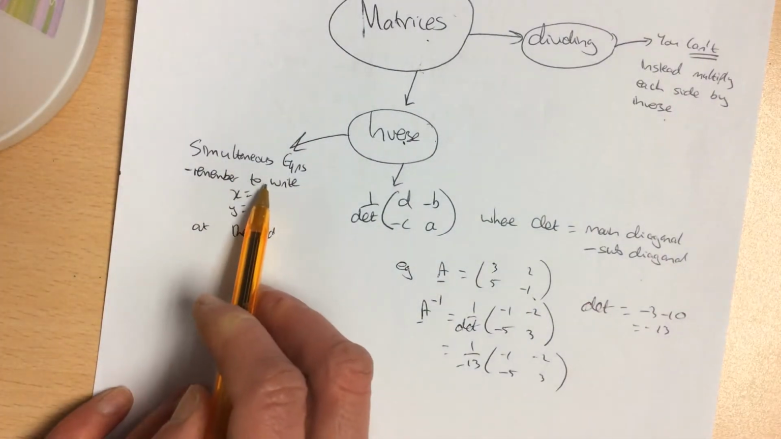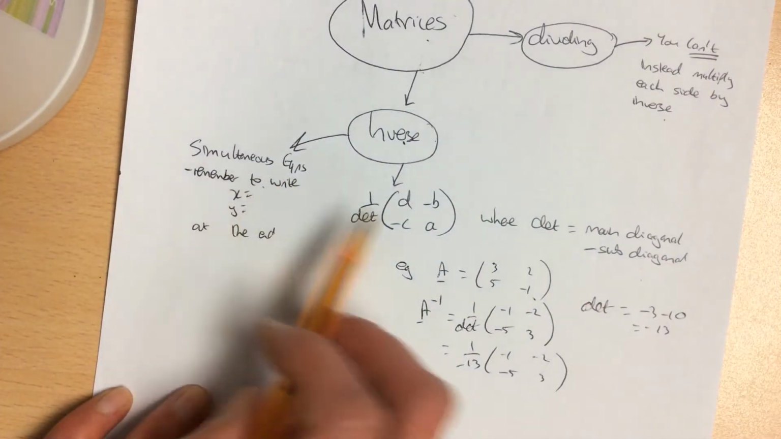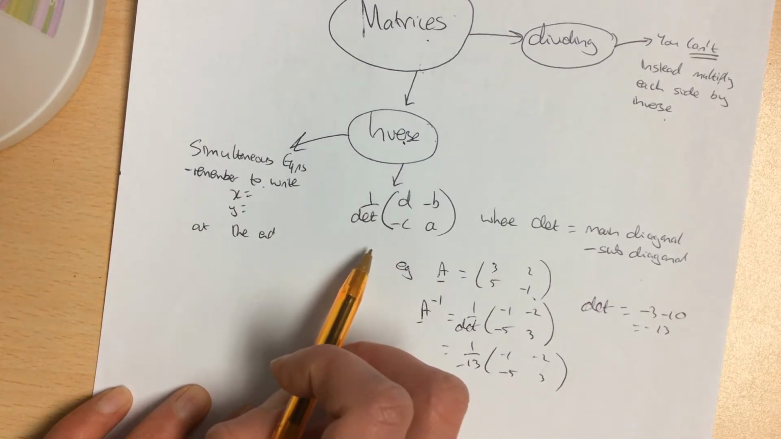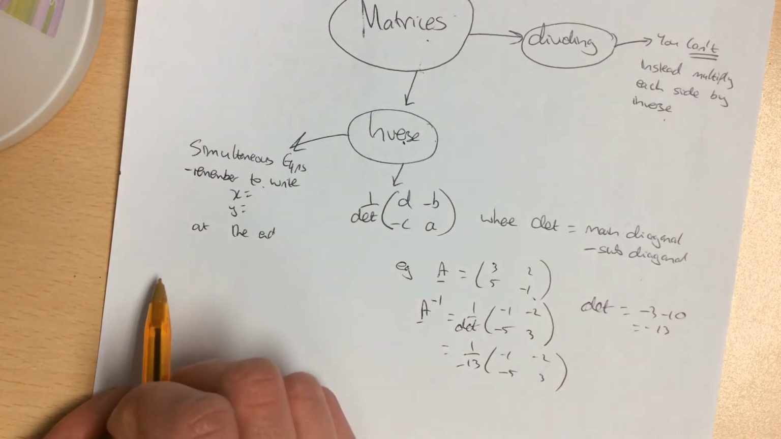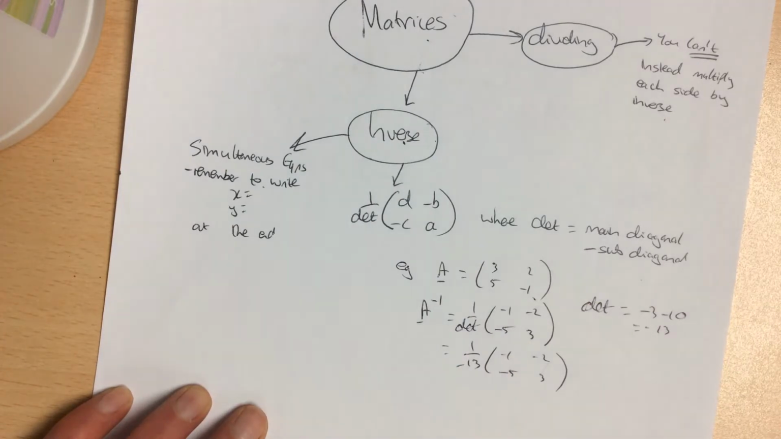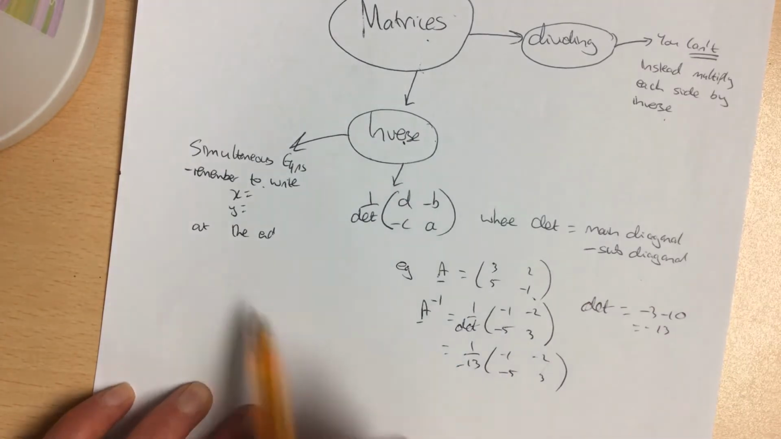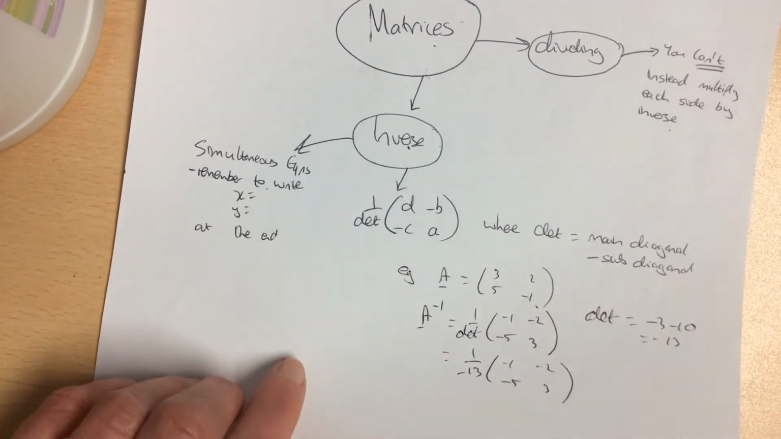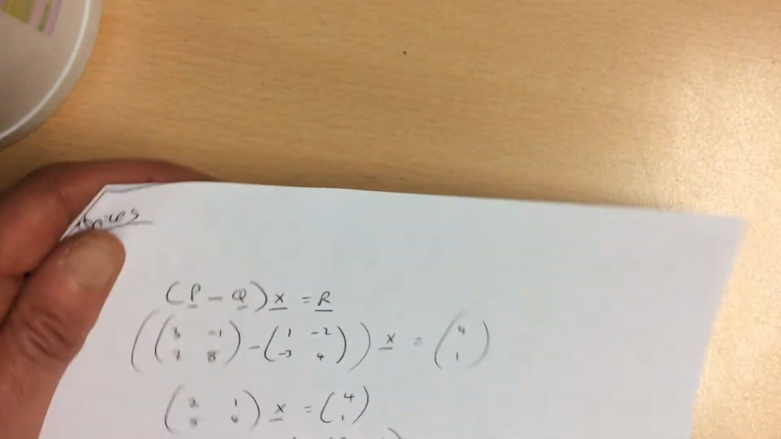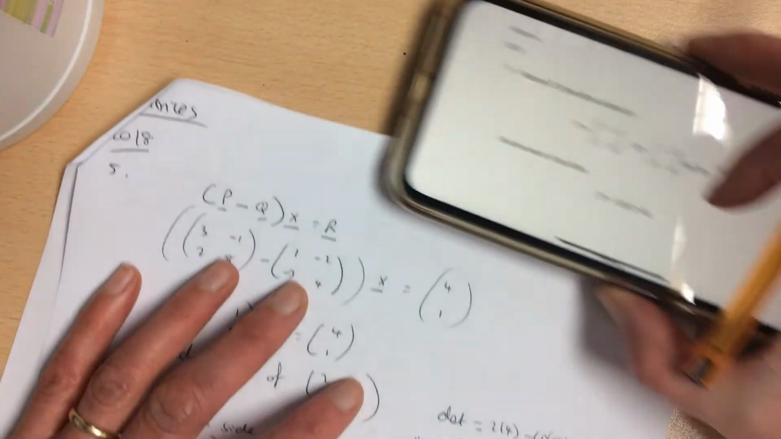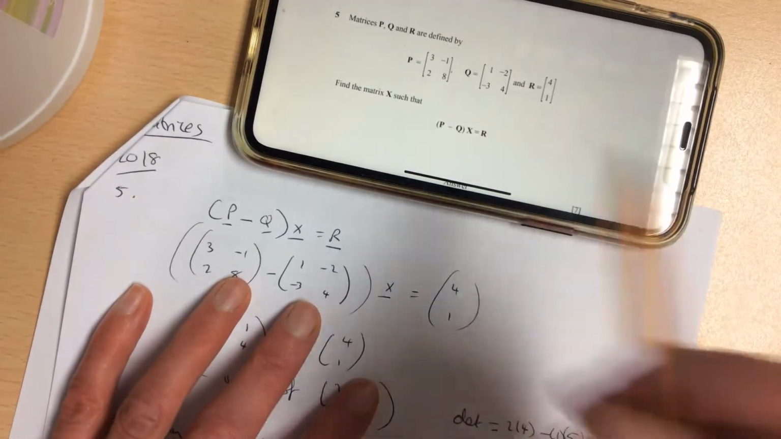And if you have simultaneous equations, you write them out in matrix form, and then you find the inverse, multiply each side with the inverse, and the big thing there to remember is at the end you must write x equals or y equals. Now I have all these questions answered for you. I'm just going to run through how you do them.